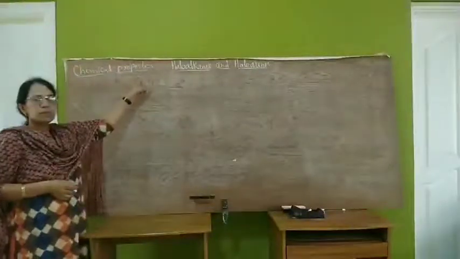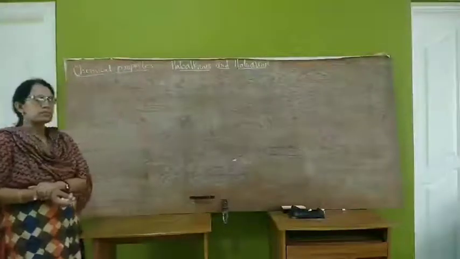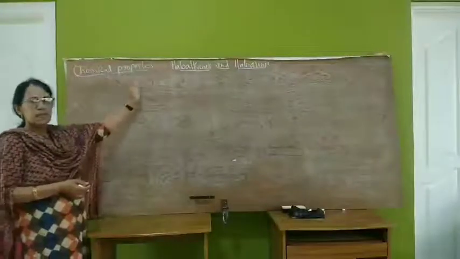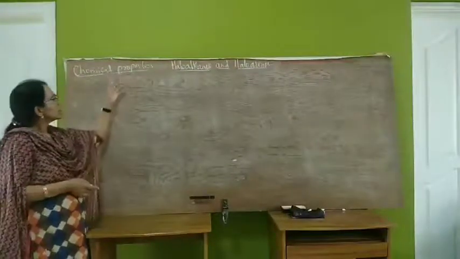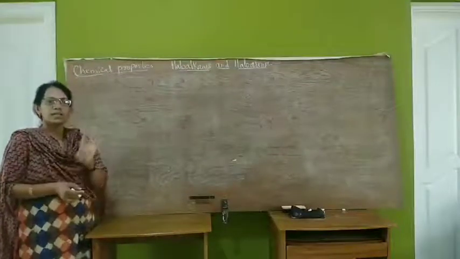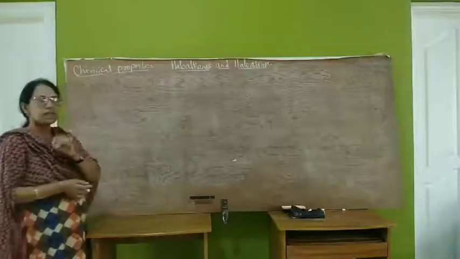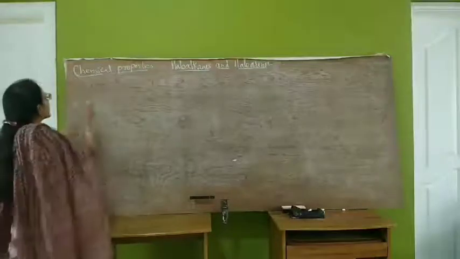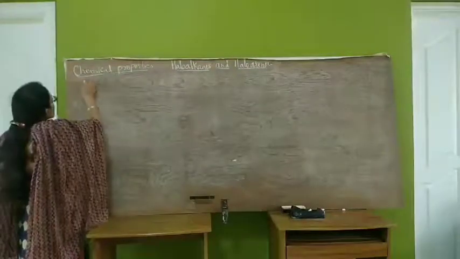Next, chemical properties of haloalkanes. That is, chemical reactions of haloalkanes. The chemical reactions of haloalkanes are classified into three categories. There are three types of chemical properties of haloalkanes.